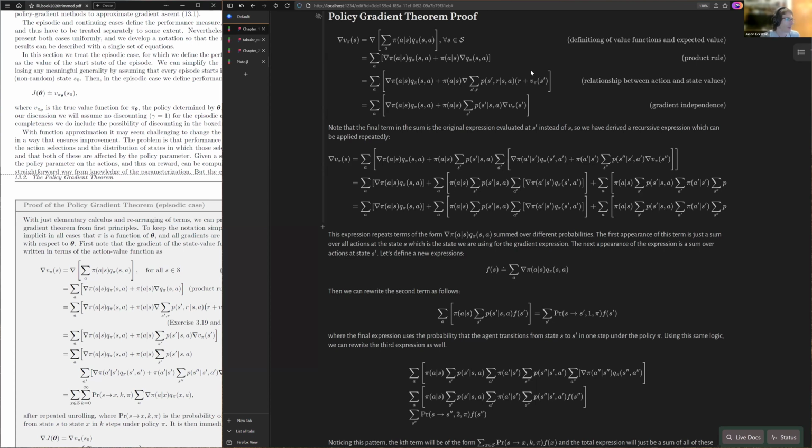So, fine. Now we have this expression, but notice that this final term in the expression is just the original thing we were calculating, but evaluated at state S prime instead of state S. So now this has turned into a recursive expression of sorts. And that's the next step here, expanding this expression.